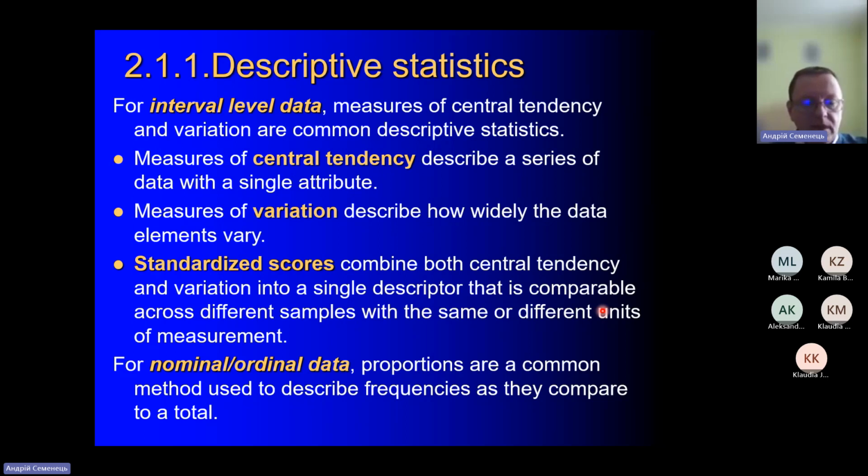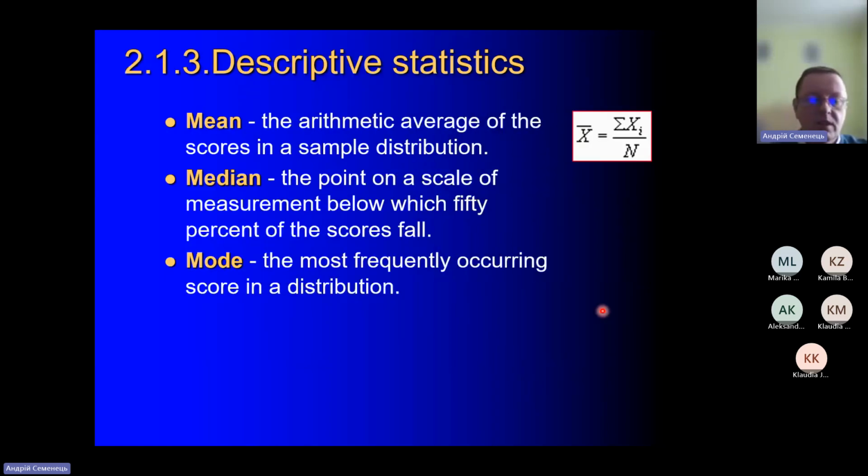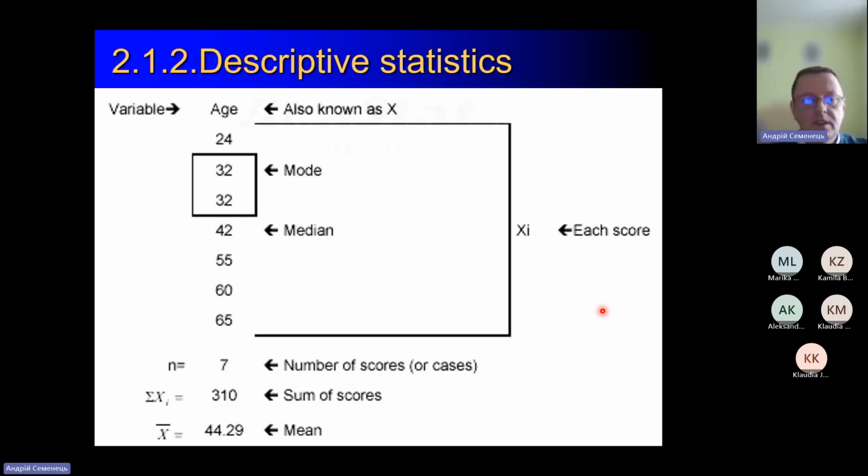And for nominal and ordinal data, the common methods describe frequencies as compared to a total, meaning which fraction of the total refers to a specific value. The most common are obviously mean, median, and mode, which are central tendency characteristics: the arithmetic average, the point on the scale below which 50% of scores fall, and the mode, which is the most frequently occurring value in our data set, etc.